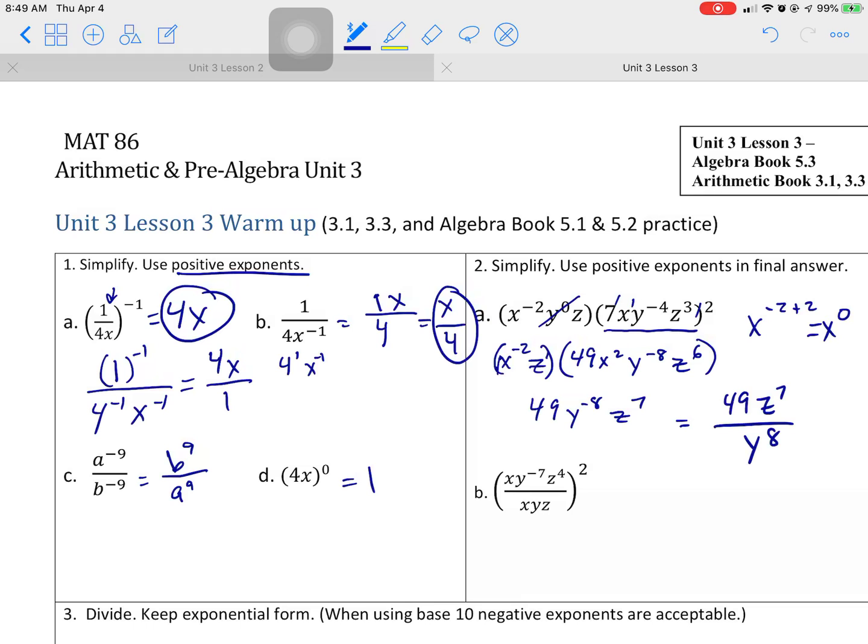This one has a lot going on in the parentheses. Let's reduce. So this is x to the 1st minus 1 is x to the 0. So the x's go away, right? X over x equals 1. So they go away. Then we have y to the negative 7 minus 1, right? There's a 1 right here and a 1 right here. So that's a y to the negative 8. So they're on the bottom.